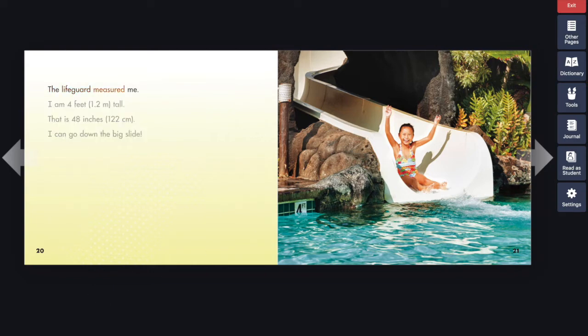The lifeguard measured me. I am 4 feet, 1.2 meters tall. That is 48 inches, 122 centimeters. I can go down the big slide.